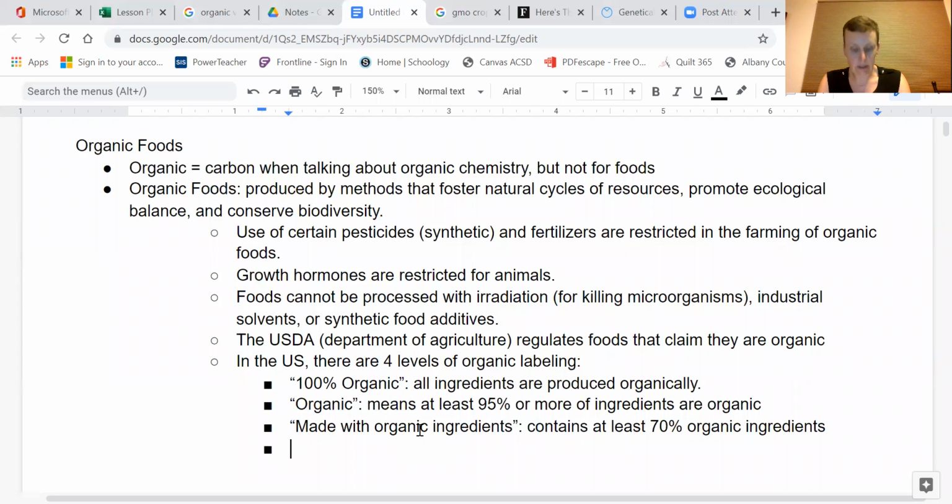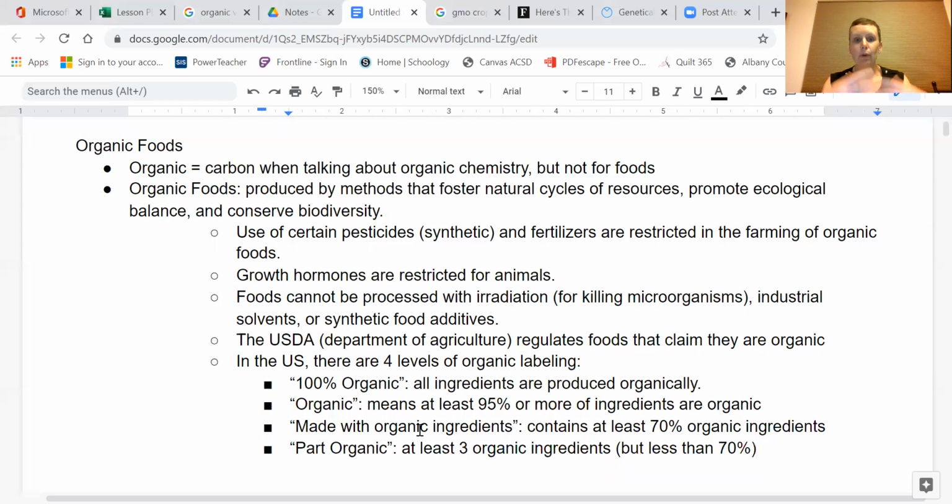And then the final level of the USDA labeling system for organic foods is part organic. And that one has at least 3 organic ingredients, but less than 70%. Obviously, if you are an organic farmer or organic product producer, you want to label it with the highest level of organic as you can, because that's your market. People who want to buy organic are going to prefer things that are 100% organic instead of just part organic. Okay, so those are our 4 labels.